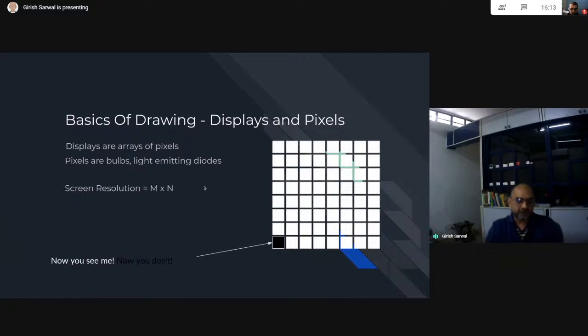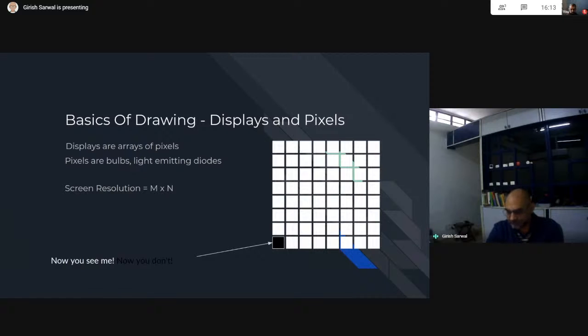Now, to understand how drawing happens on the screen, we really need to understand the concept of what a display looks like, or what a display is. Essentially, a display could be your television, it could be your monitor, it could be a banner that you see on the road. We see a lot of displays in our life every day. Now, what is a display? The way I like to put it is that a display is nothing but a 2D array of pixels.